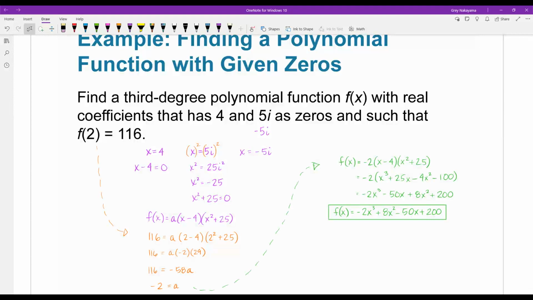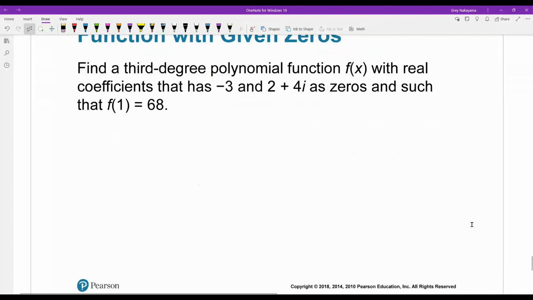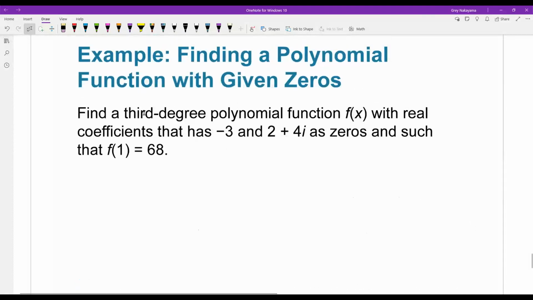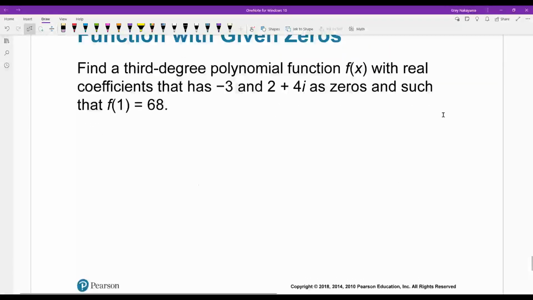Okay? One last problem, all right? And then we'll be done. Find a third degree polynomial f of x with real coefficients that has negative 3 and 2 plus 4i as zeros, such that f of 1 equals 68. So if a zero is negative 3, then I know that x equals negative 3. And I know that x equals 2 plus 4i.